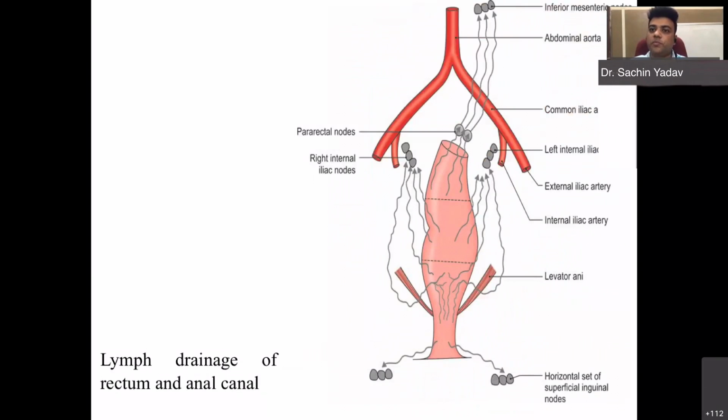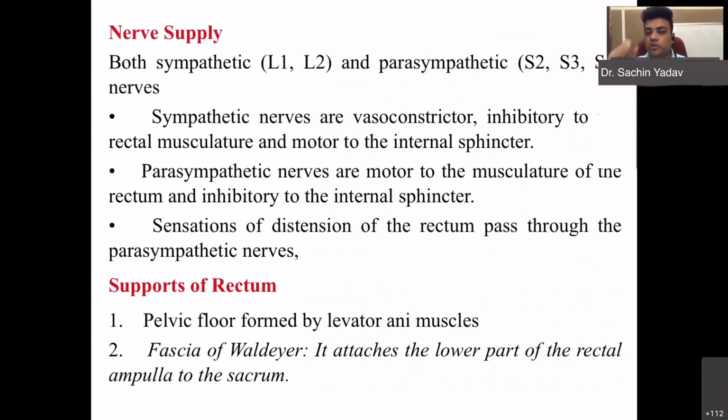This is the lymphatic drainage following the passage of the blood vessels. Nerve supply: sympathetic and parasympathetic are from L1, L2 and the sacral plexus for the parasympathetic. The sympathetic nerves are vasoconstrictor, inhibitory to the rectal musculature and motor to the internal sphincter, because sympathetic is the nerve of retention. Therefore, it is acting on the internal sphincter, which has involuntary, smooth muscles.